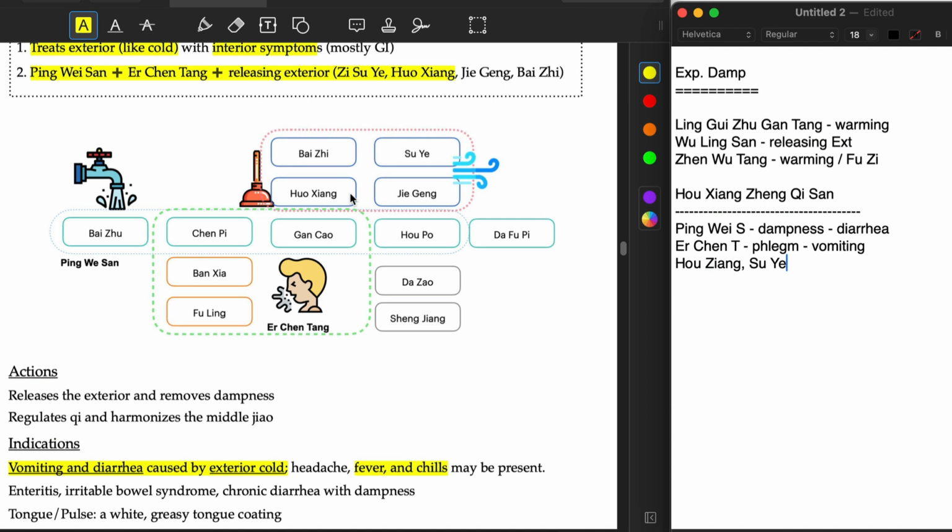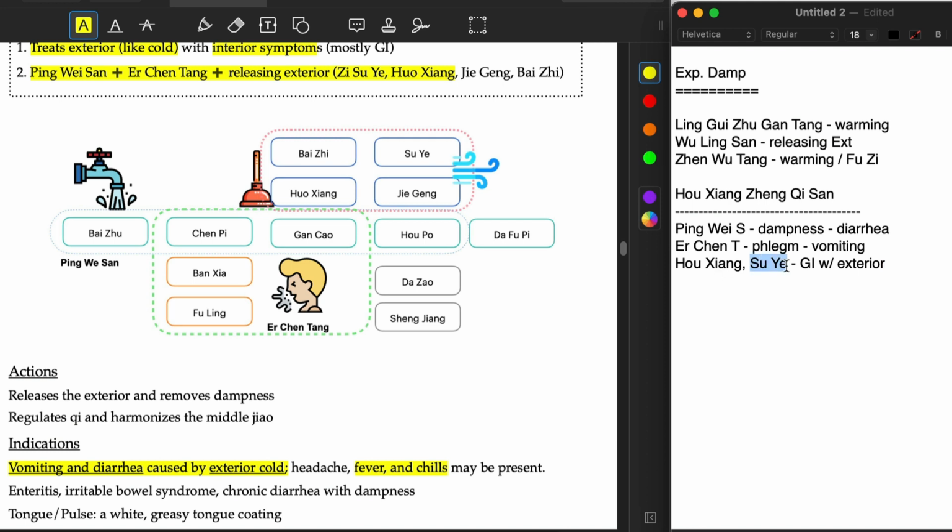Yes, I said identity. So Hoshang Chengchisan is different from Pingwei-san and Erchentang. When we combine these two, we call that Ping Chentang. Then what is the difference between Ping Chentang and Hoshang Chengchisan? These two, Hoshang and Suye. And what are Hoshang and Suye? So both actually treat gastrointestinal symptoms with exterior symptoms. So unique. This formula treats common cold-like symptoms.